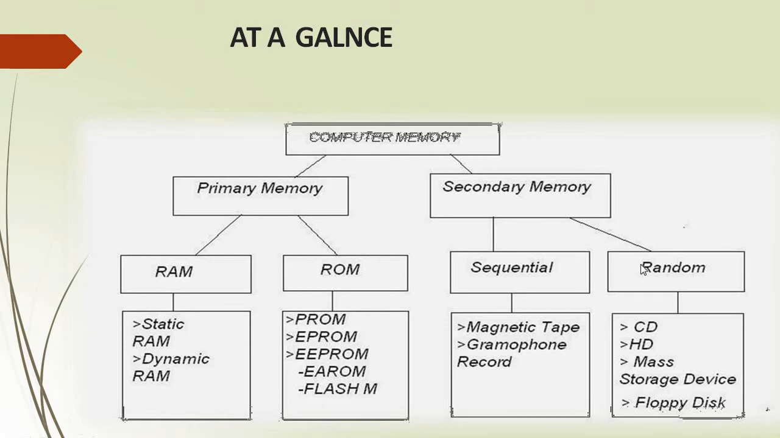Now, secondary memory is sequential and random. Sequential memory includes gramophone records and magnetic tapes. Random memory, which is in the category of secondary memory, includes CD, hard disk, floppy disk, and mass storage devices, which are part of random memory and correlated with our secondary memory.